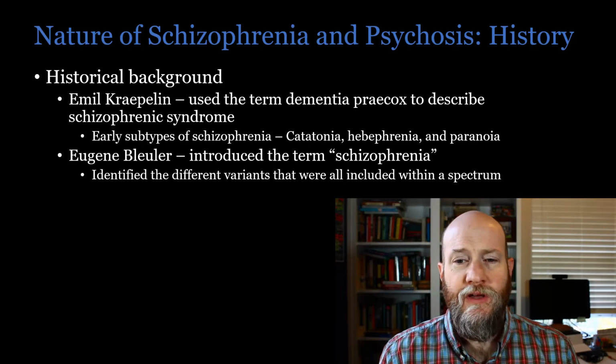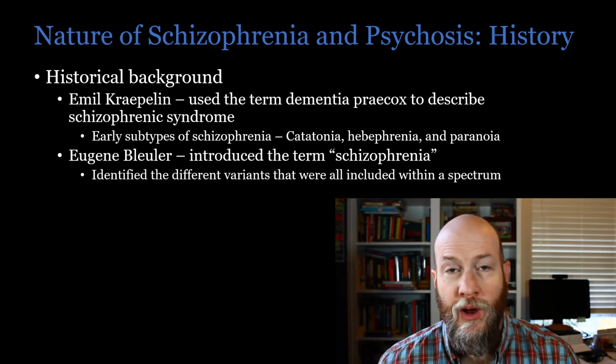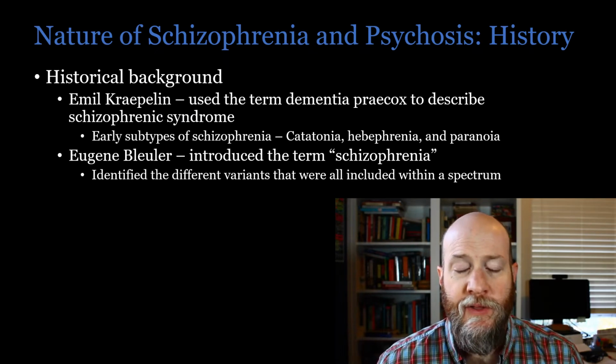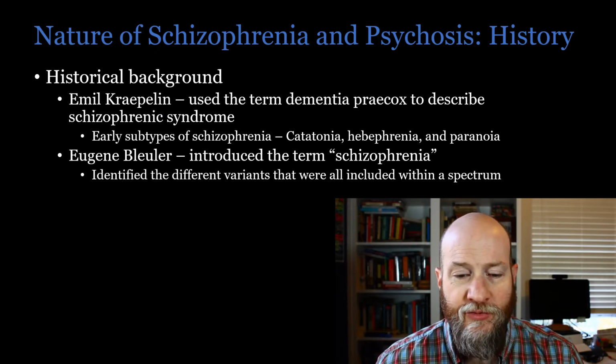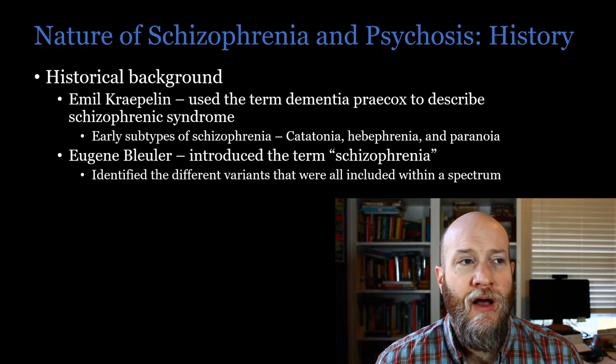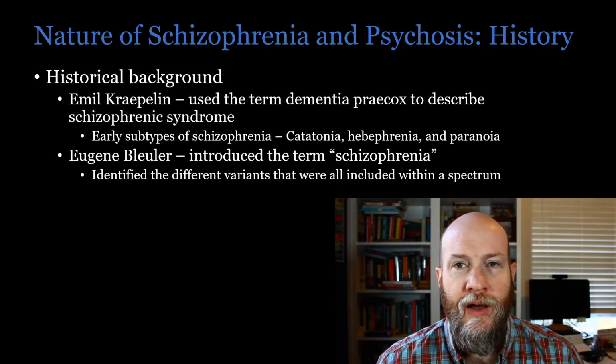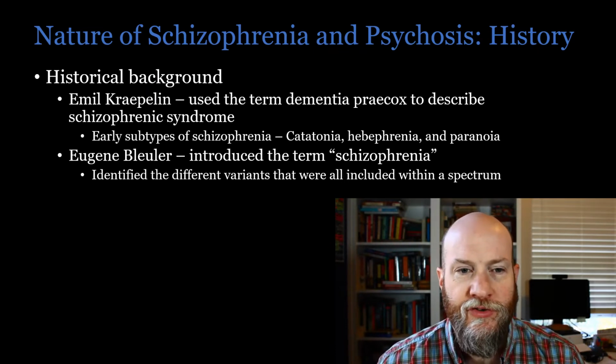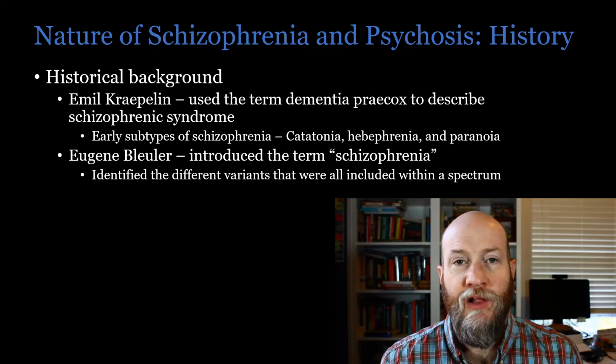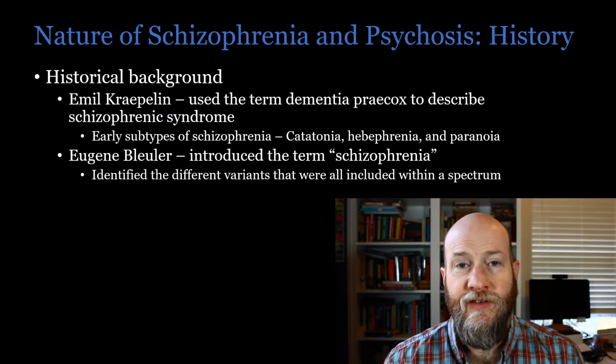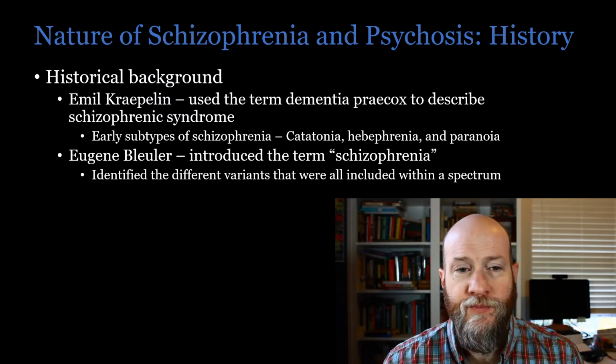So schizophrenia has been with us as human beings throughout our evolutionary history. It has been studied extensively and is one of the earliest things to be identified by clinicians and researchers. If you remember Emil Kraepelin, we talked about him in one of the earlier chapters of the book. He's one of the original developers of a taxonomy for various types of psychological disorders. And he used the term dementia praecox to describe schizophrenia syndrome.